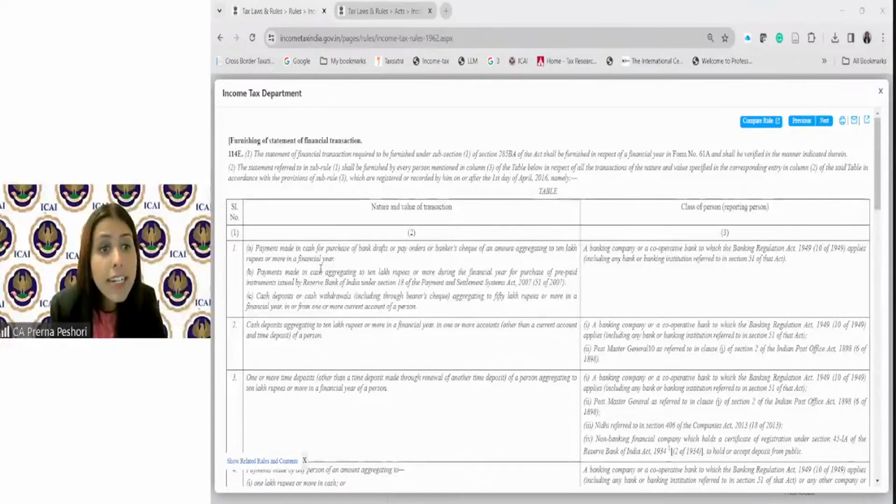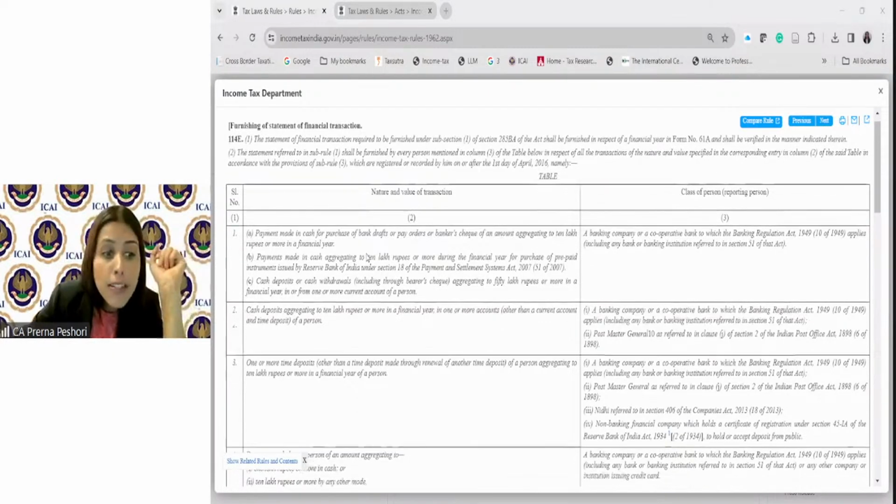Or if there are cash deposits made more than rupees 10 lakh in my account other than the current account, then also the bank is required to report this. Or if the time deposits are more than rupees 10 lakh, if there are one or more time deposits, fixed deposits, made more than rupees 10 lakh during the year.